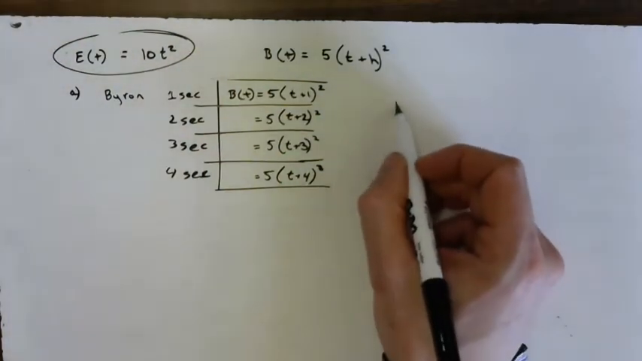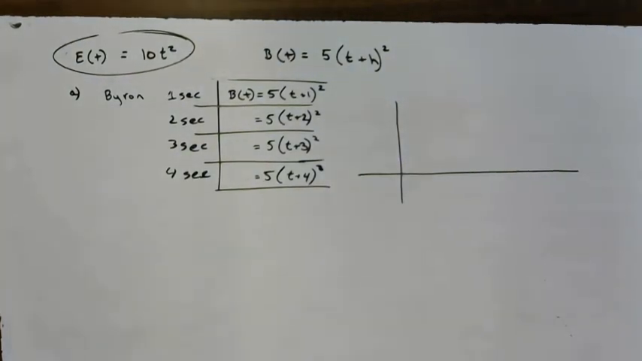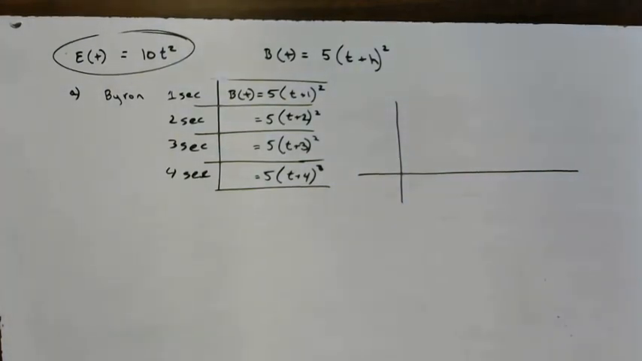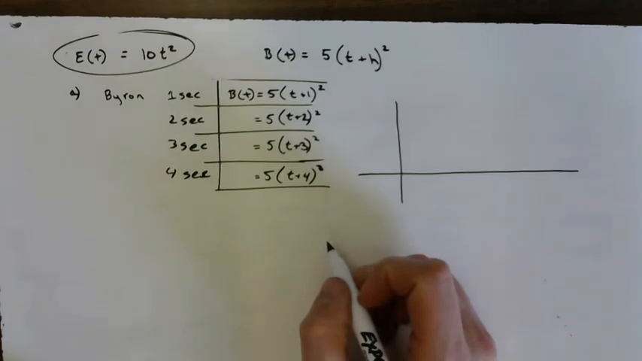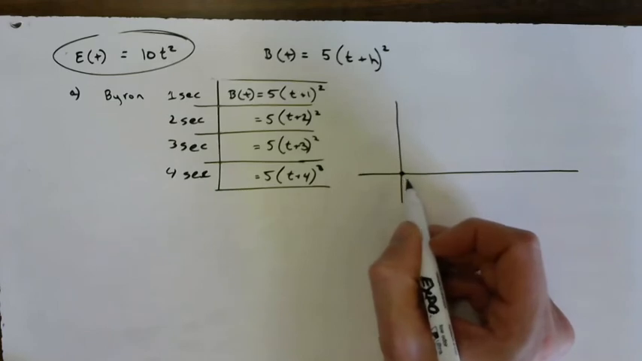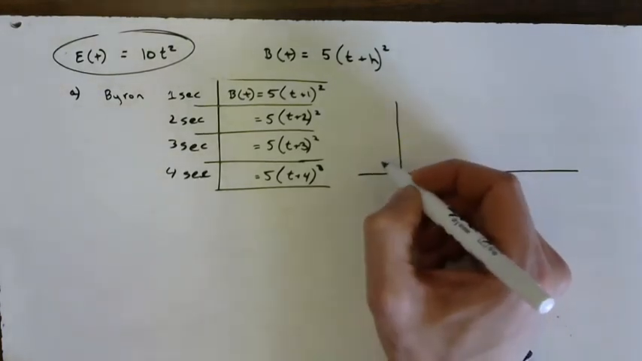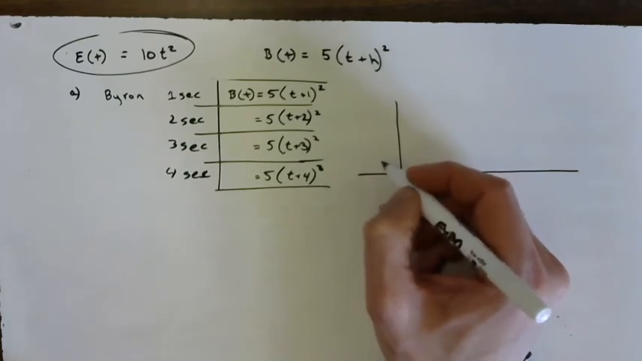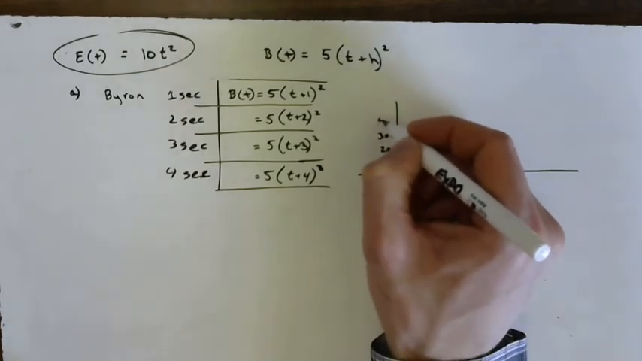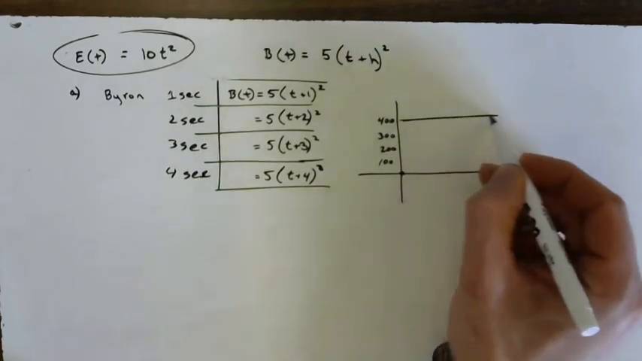Now, we're asked to graph it. Mostly I'm going to show you what they look like, and you're going to do your best to copy it. But this is a quadratic graph. So the first one I'm going to draw is Eve. And Eve is 10t squared. So she starts at 0, 0. Okay, so hold on. These numbers, your grid lines on the vertical axis are going to be 100, 200, 300, 400, and that's the finish line. 400 is the finish line.